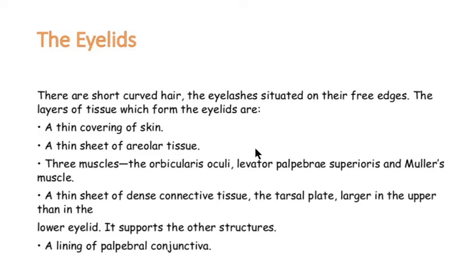So this is the basic thing. Three muscles are there: the LPS, the orbicularis oculi, and the Mueller's muscle. You need to know that. These are the three important muscles in the eyelid.